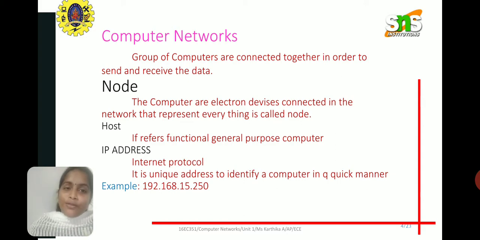Okay, how do we initiate the connection? How do we identify that it is a sender, it is a receiver? Yeah, with the help of addresses, like people's addresses, like that we have it in computer networks also. We have Internet Protocol for IP addresses. For example, 192.168.15.250, like that. It is a unique address to identify a computer quickly, whether it is a sender or receiver, like that we have IP addresses.